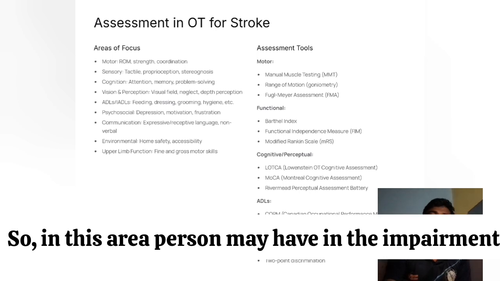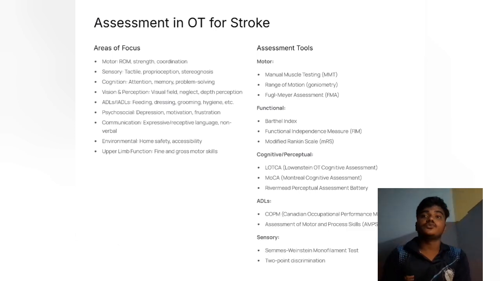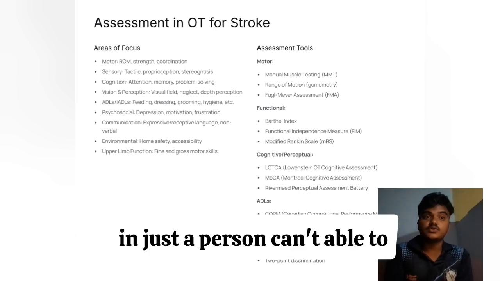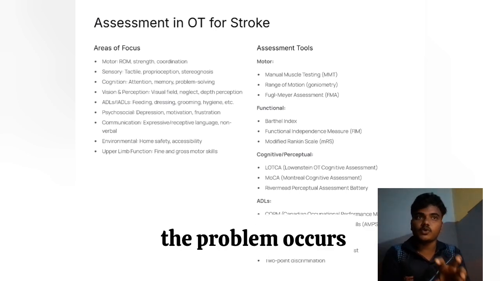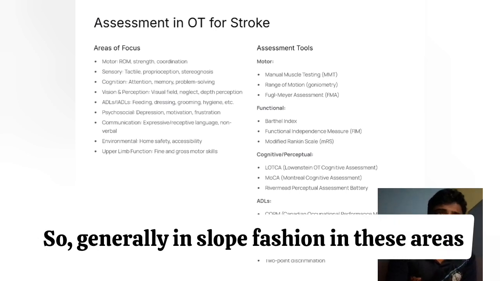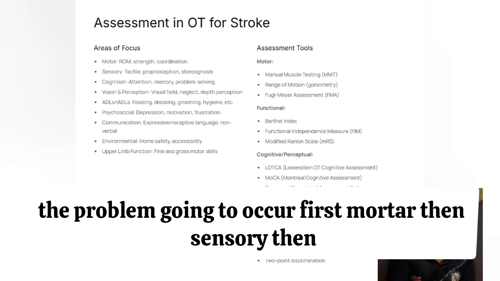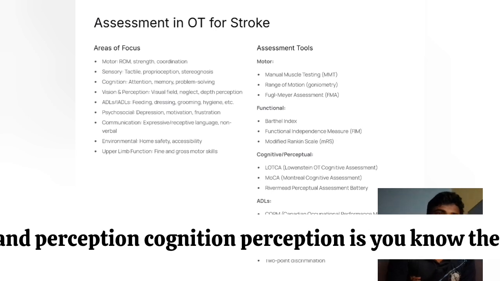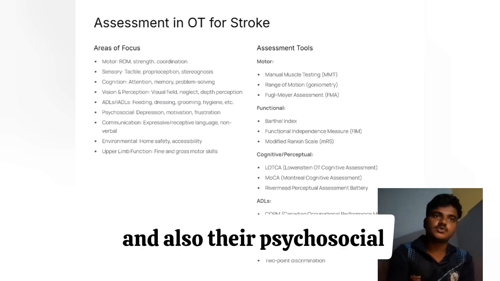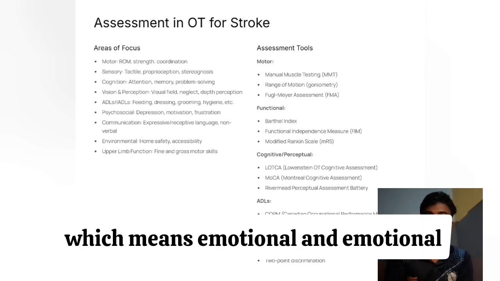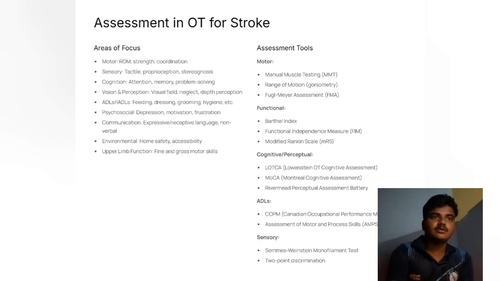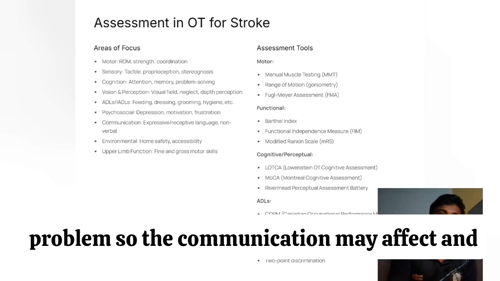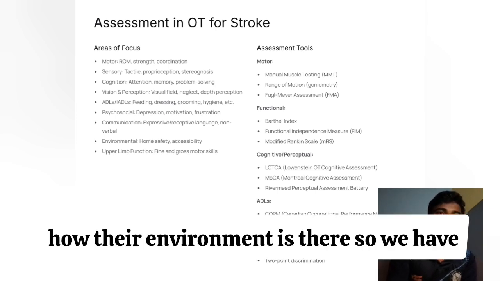So in these areas, the person may have impairment. Generally in stroke patients, the problems occur first in motor, then sensory, then cognition, then vision and perception. Cognition and perception, you know. Then obviously it affects their ADL and also their psychosocial status, which means emotion. They have overall problems, so communication may be affected, and also their environment.